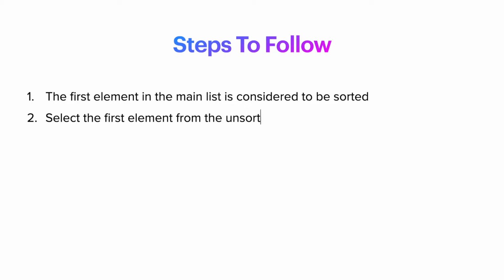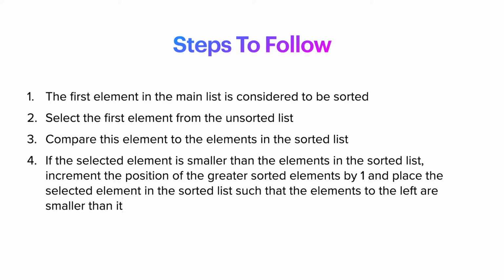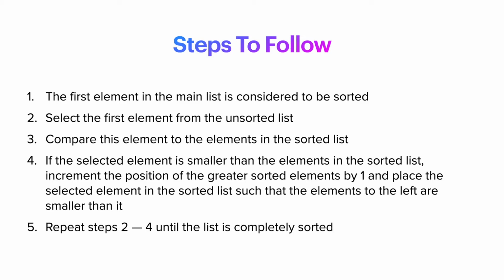So now we need to select the first element of the unsorted list and then compare it to all the elements in the sorted list. If the selected element is smaller than the elements in the sorted list, all the positions of the greater elements are incremented by 1 and the selected element is placed such that all the elements in the sorted list to the left of it are smaller than it. Now we need to repeat the steps 2 to 4 until the list is completely sorted.